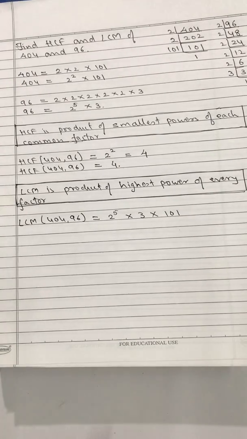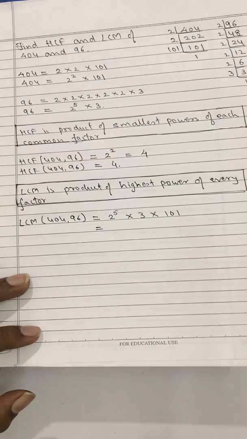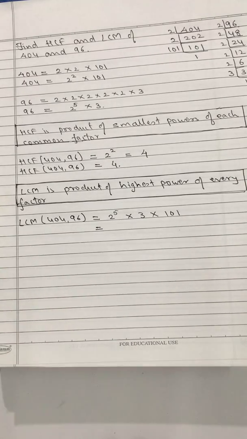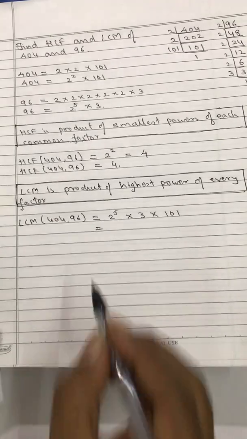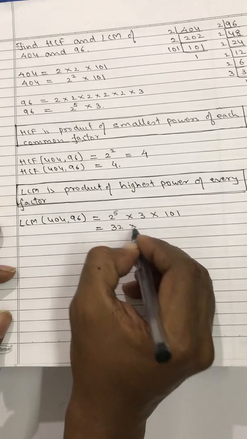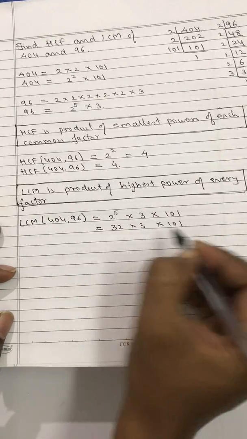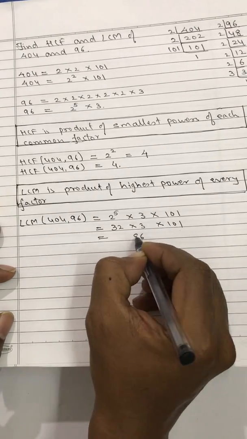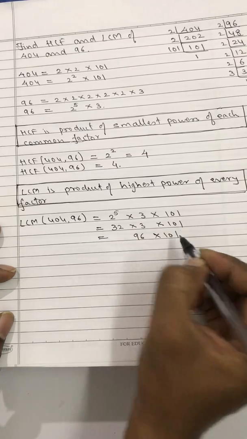So if I go to find this, what I'll get is 2 2s are 4, 2 4s are 8, 2 8s are 16, 2 16s are 32, into 3 into 101. This will give me 32 times 3, which is 96, into 101.